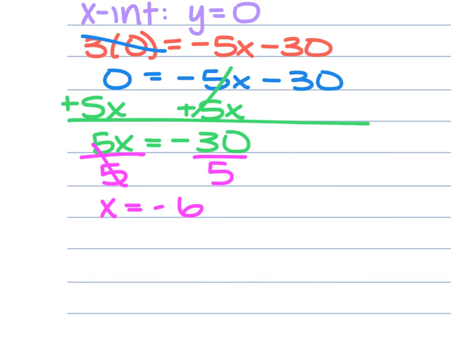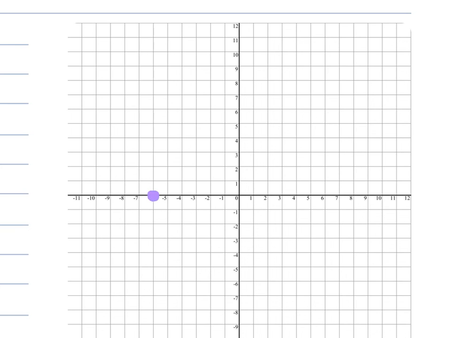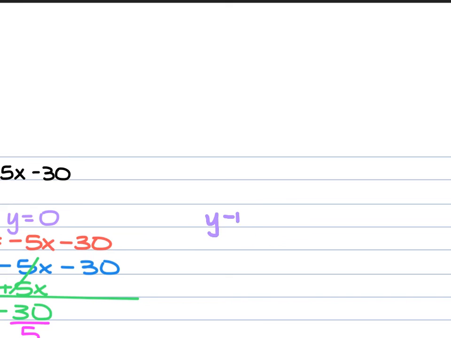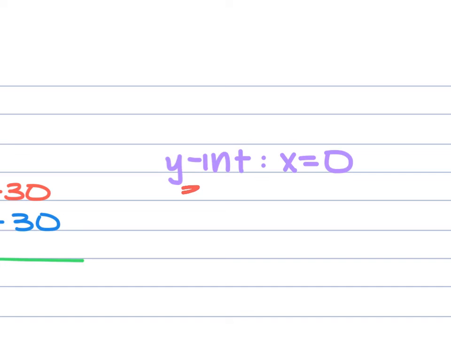So this is the ordered pair (0, 6), (0, negative 6), I'm sorry, backwards. (Negative 6, 0). So this is going to go right here. From there, we're going to find our y-intercept. So x is equal to 0. That's going to leave us with 3 times y. So 3y is equal to negative 5 times 0 minus 30.